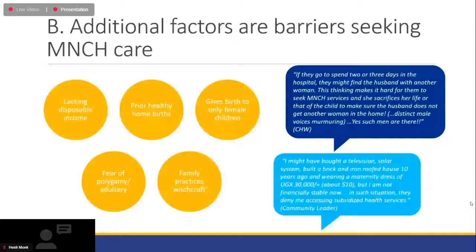As well, participants reported that giving birth to only female children was a big issue that would predispose women to vulnerability, because they will lack the support of their husbands and extended family. We also found that there is a fear of polygamy among some women that can make them vulnerable. For such women, they think that if they go to a health facility and spend some days there, maybe during delivery, that absence might create a gap that the husband exploits to bring another woman in the home.